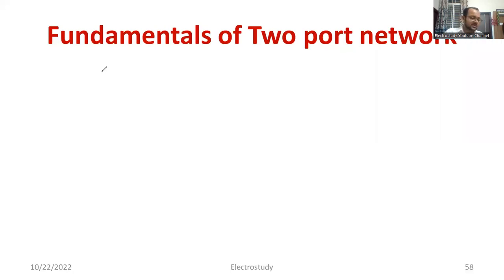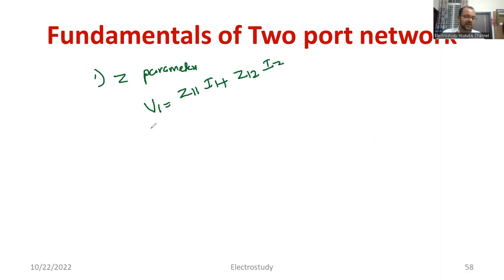First of all, we'll discuss what is an open circuit impedance parameter, or we call it Z parameter. So you can express the Z parameters in this fashion. V1 is equal to Z11 I1 plus Z12 I2. Similarly, V2 is equal to Z21 I1 plus Z22 I2.